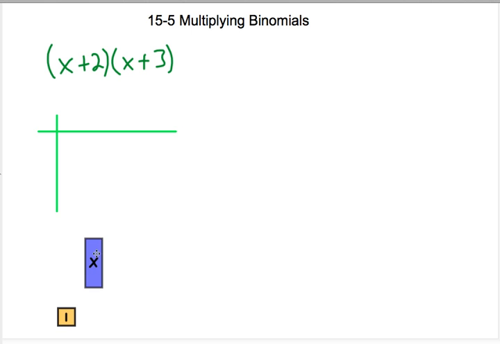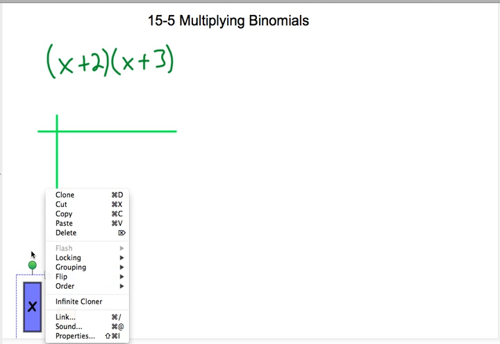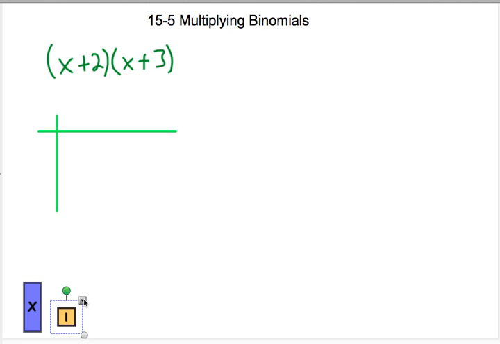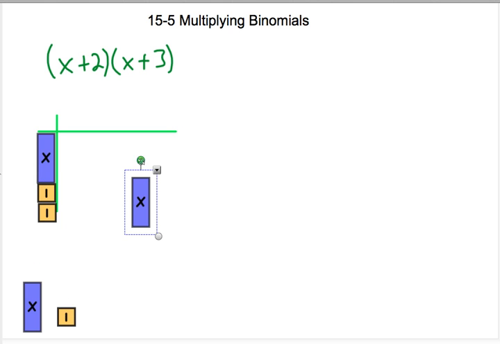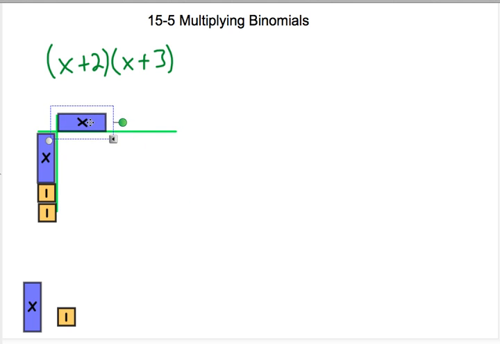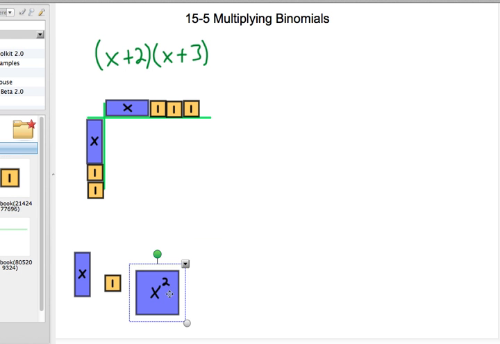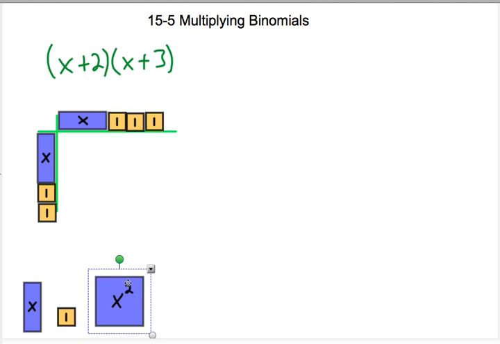So to represent x plus 2, we'll bring that over to here. So we have x and two ones, so here's x plus 2. And then up top I'll do the x plus 3. So here's that: 1, 2, and 3. Oops, I forgot to get my last algebra tile. There we go.